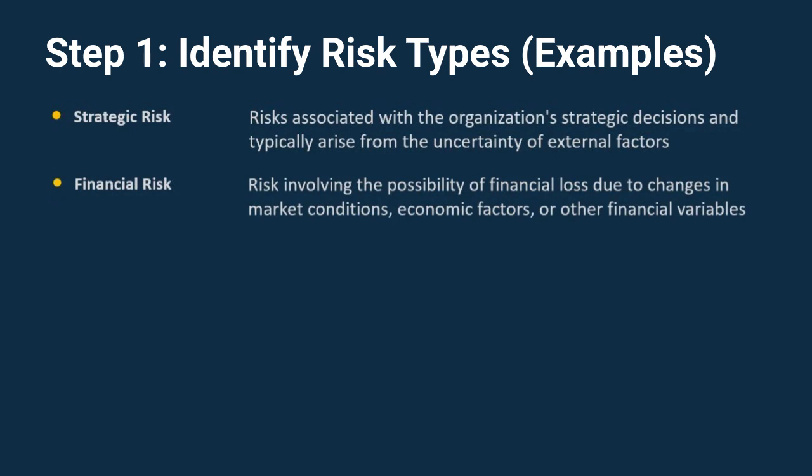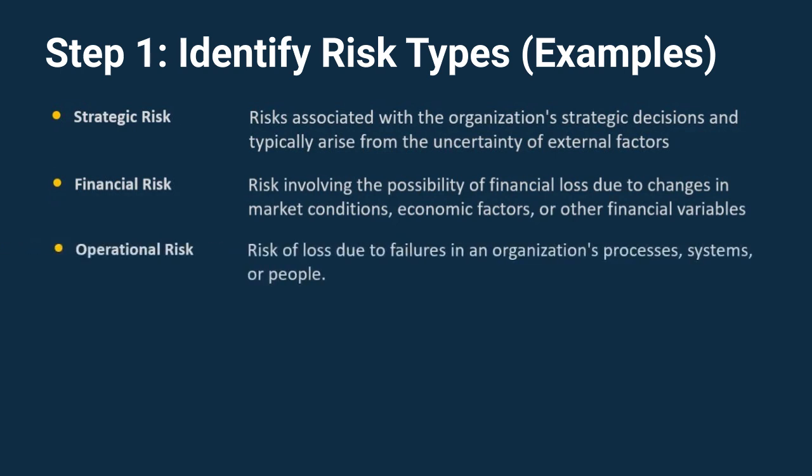Financial risk. This type of risk involves the possibility of financial loss due to changes in market conditions, economic factors, or other financial variables like currency fluctuations, changes in interest rates, or changes in commodity prices and credit risk. Operational risk. This is the risk of loss due to failures in an organization's processes, systems, or people. These are the risks associated with the day-to-day operations of the organization, such as equipment failures, supply chain disruptions, system failures, fraud, or errors in processes.